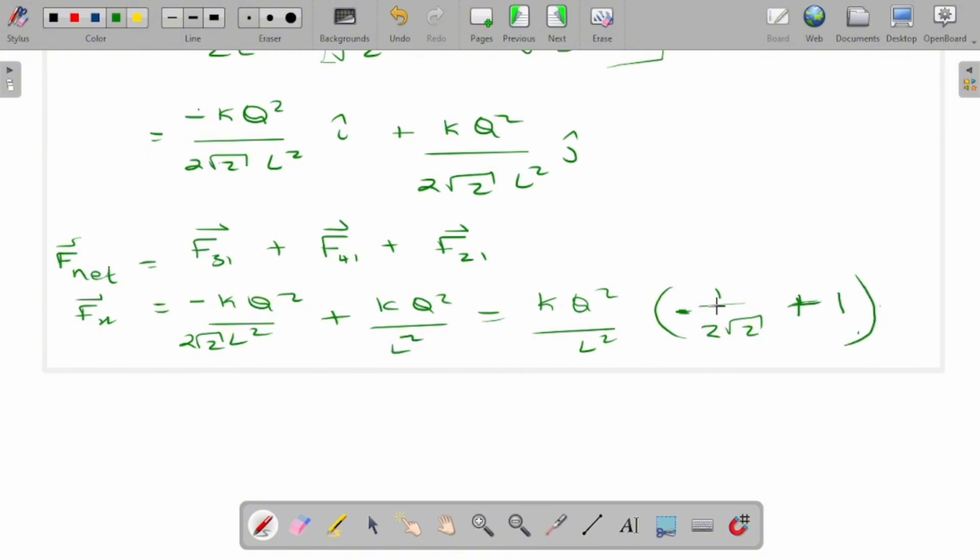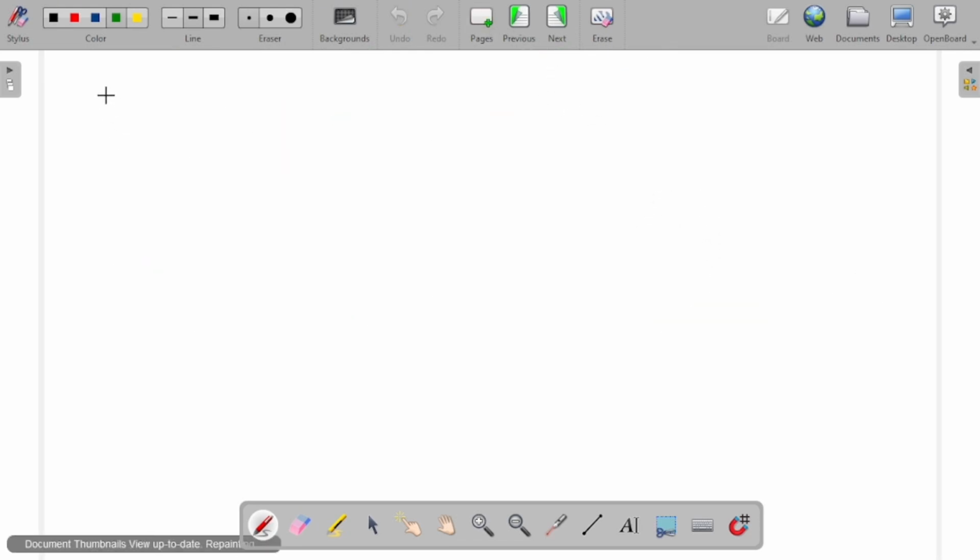Remember, there's a negative here. I didn't hear you mentioning it. Because I drew my free body diagram wrong, my X direction was in the positive instead of the negative. I remember now. So our net force in the X direction is KQ squared over L squared of negative 1 over 2 root 2 plus 1.